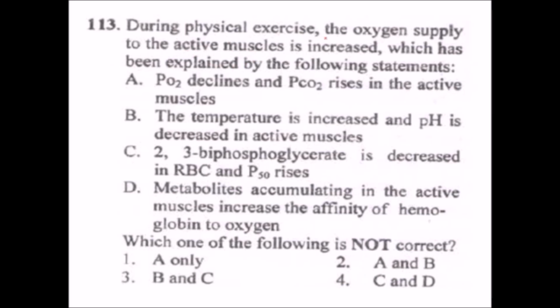Next question: during physical exercise, oxygen supply to the active muscles is increased, which has been explained by the following statements. Where the partial pressure of oxygen is low, hemoglobin will release oxygen toward the low pressure area. Suppose cell A needs oxygen, so here the partial pressure of oxygen should be less. So when hemoglobin comes in contact with the cells, because of the low partial pressure of oxygen, this oxygen will be delivered to the cell.